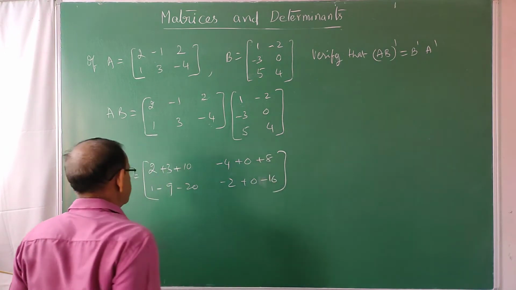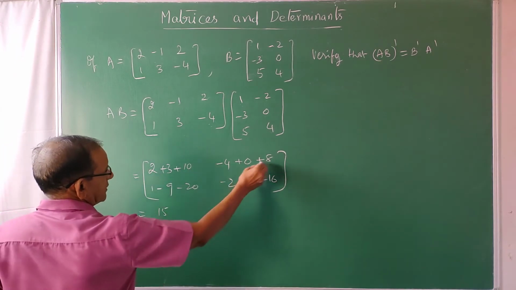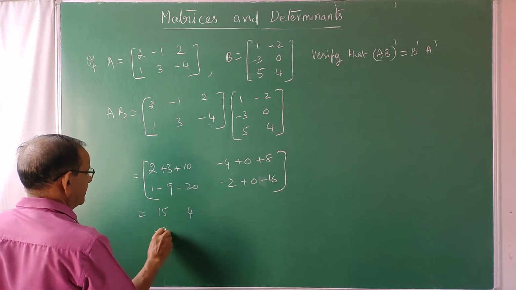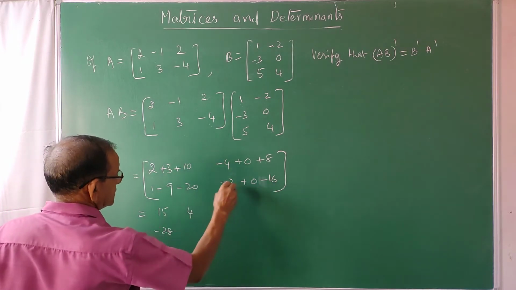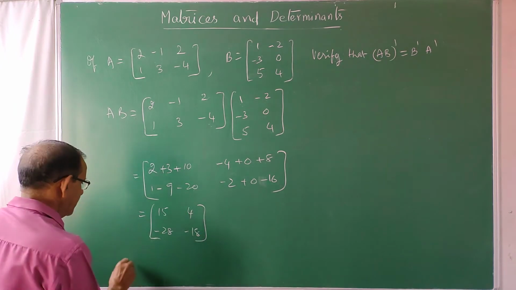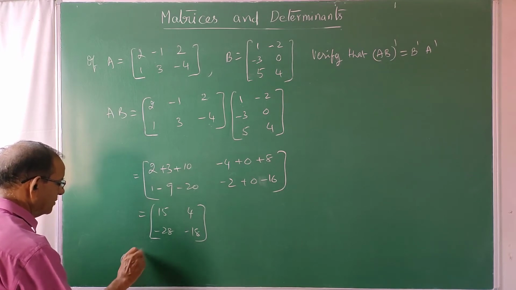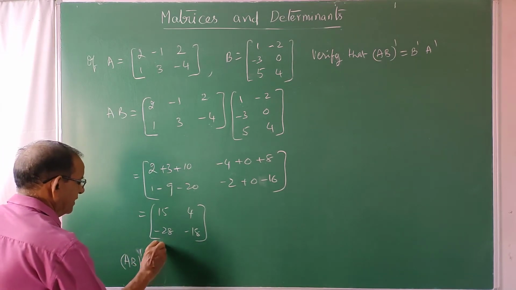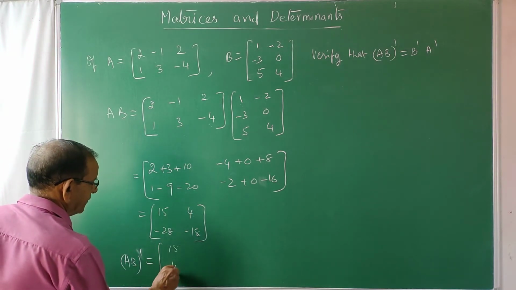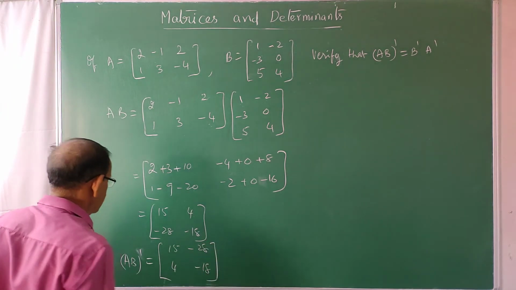So let us simplify this. 5 plus 10, 15, 8 minus 4, 4, 1 minus 29, minus 28, minus 16, minus 2, minus 18. This is A into B. Then what is the transpose of AB? You can put dash or power T, anything. Change the first row as first column, 15, 4, minus 28, minus 18. Now this is left hand side.